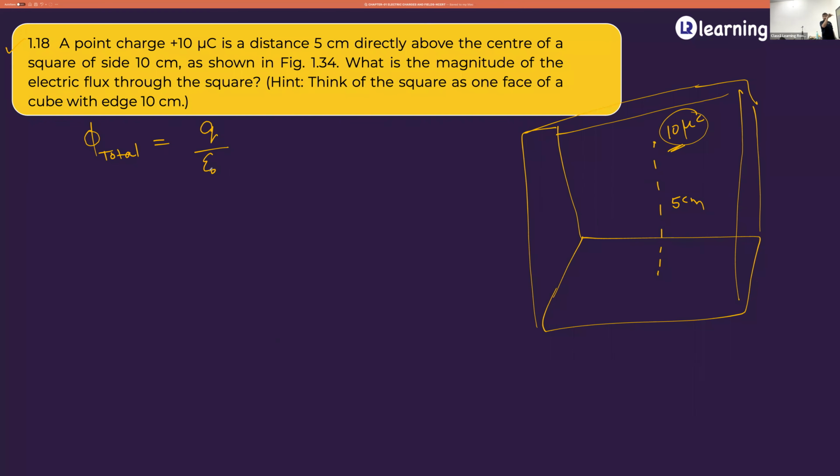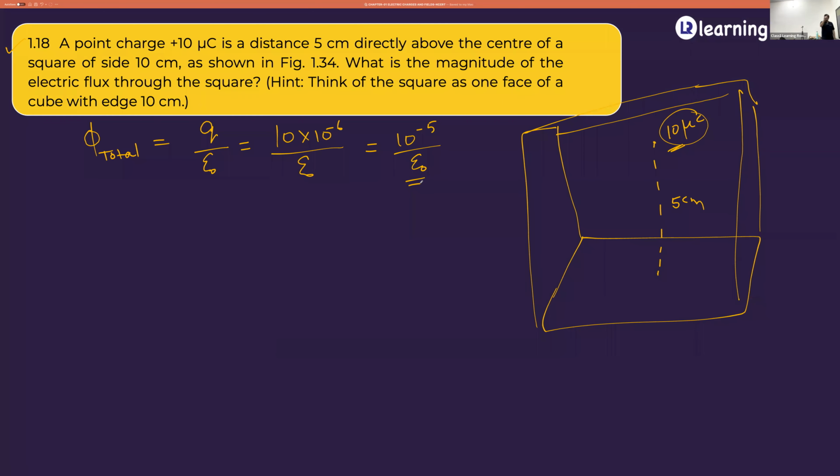So what is the charge enclosed by this Gaussian surface that we have considered? It is 10 into 10 power minus 6 divided by epsilon naught. It's going to be 10 power minus 5 divided by epsilon naught. Am I right? But this is the total flux through the cube. But what are they asking? What is the flux through the square?